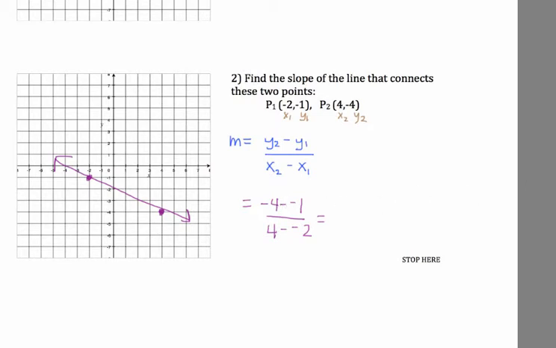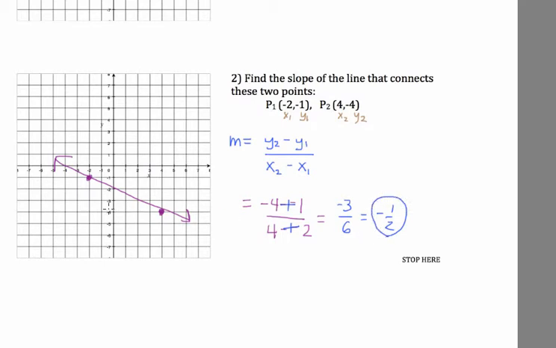Remember that when you minus a negative, it turns to a positive. So this is -4 plus 1, which is -3, divided by minus a negative, that turns this to a positive. So this is 4 plus 2 is 6. -3/6 is -1/2. The slope of this line is -1/2.